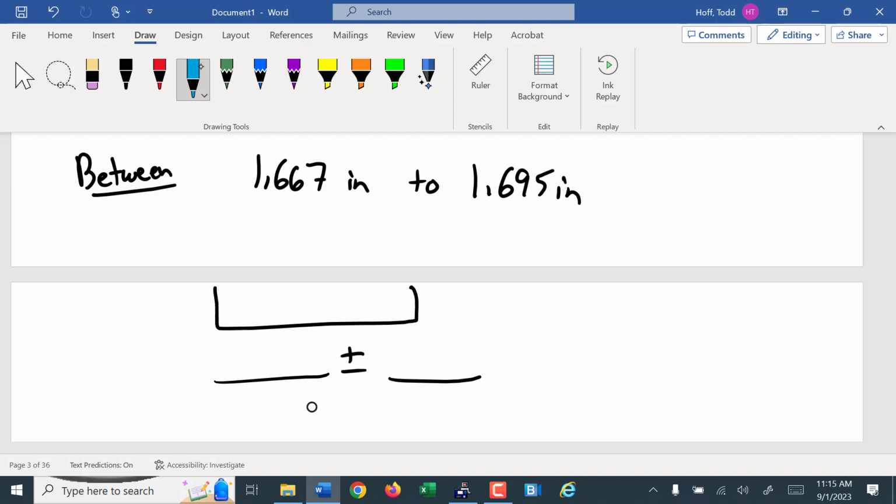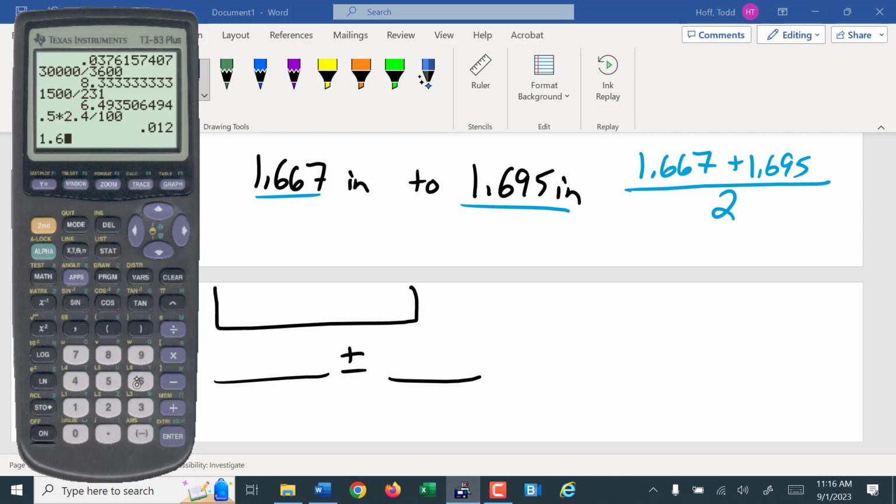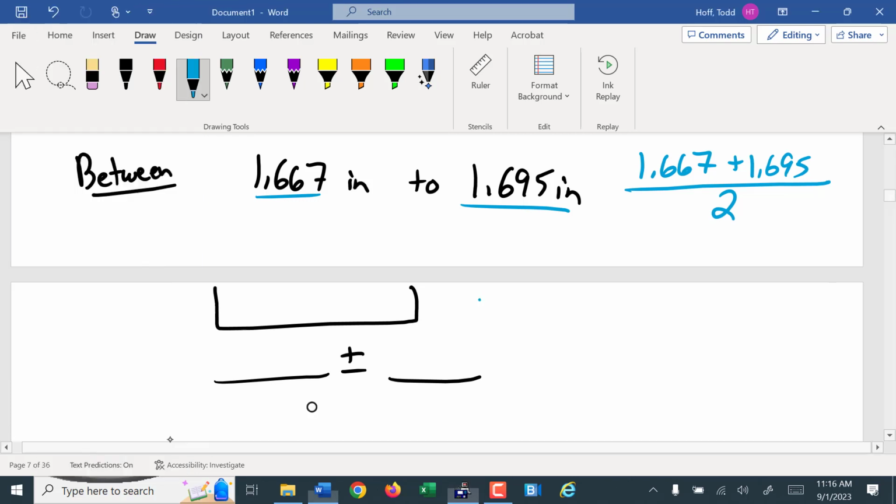Well, if this is a bilateral allowance, so it's the same on either side, plus or minus, we know the desired value is going to be right between those numbers, right? How do we find a number that's right between them? We could subtract, divide by 2, and then add it on. Or we can just add them together and divide the total by 2. 1.667 plus 1.695. Now be very careful on your calculator when you do this. Hit equals first before you divide by 2. Otherwise, it'll give you some really strange answer. So 1.681 is right in the middle.